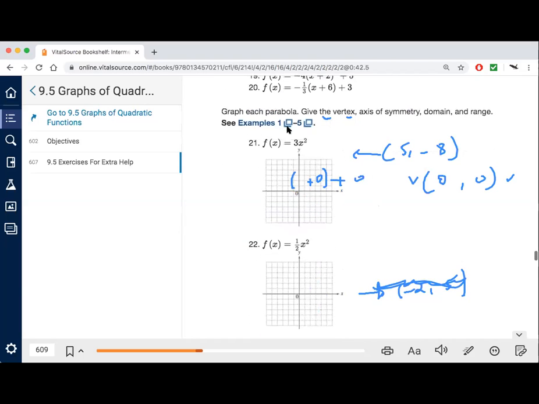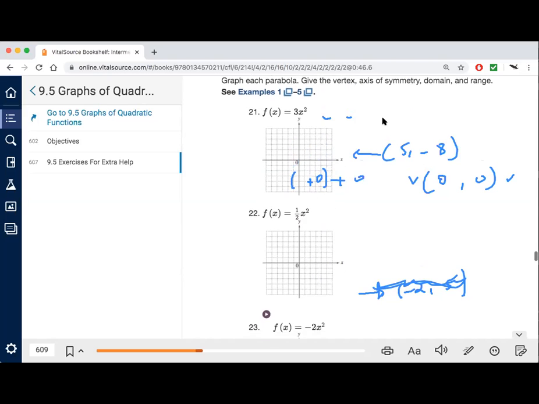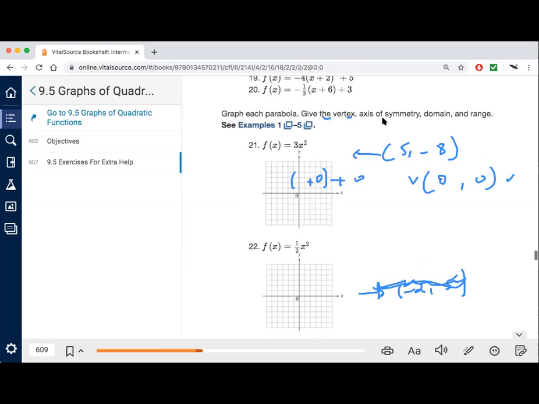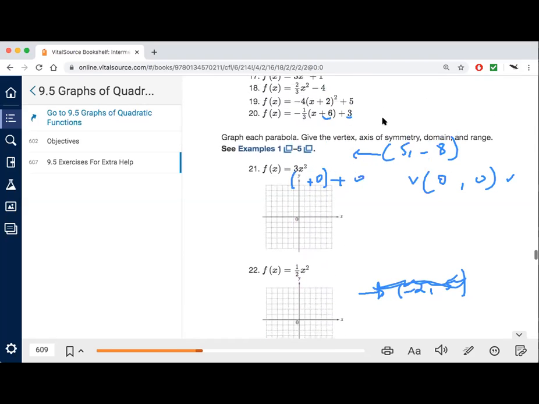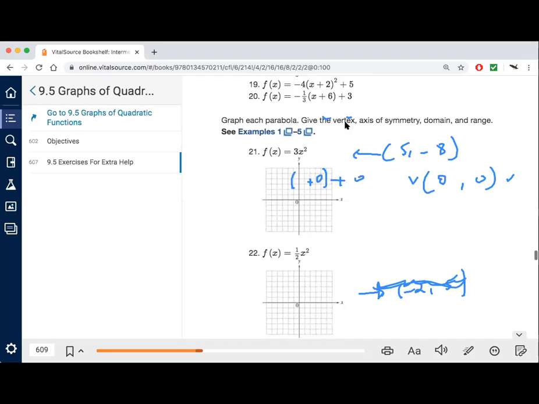Those were the other questions we did last time: graph, and symmetry, domain, range. So we already have the vertex. So this says graph. So we have to graph the parabola first and then get the vertex, which we already did.